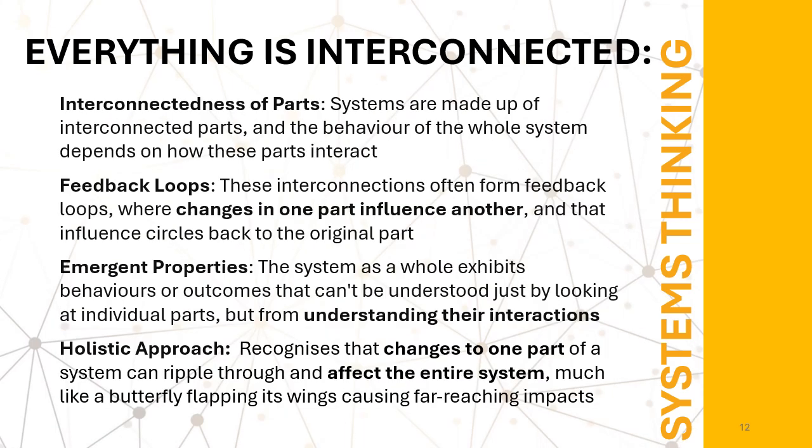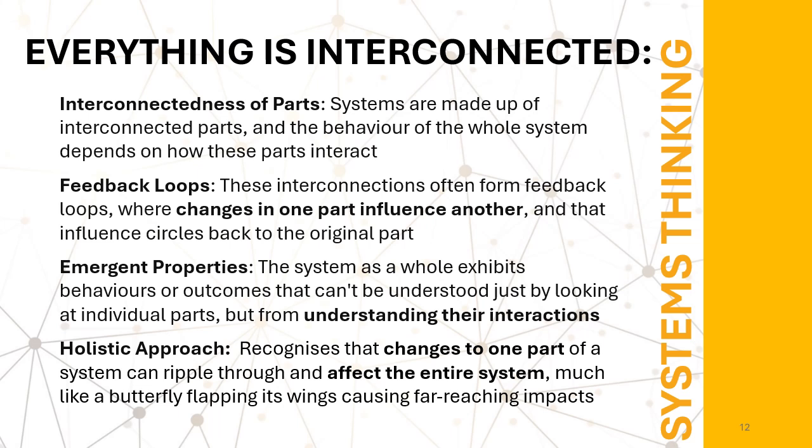The interconnectedness of parts. Systems are made up of interconnected parts, so the behavior of the whole system depends on how these parts interact. Feedback loops. These interconnections often form feedback loops where changes in one part influence another. Emergent properties. The system as a whole exhibits behaviors or outcomes that can't be understood just by looking at the individual parts. We need to understand them by their interactions.